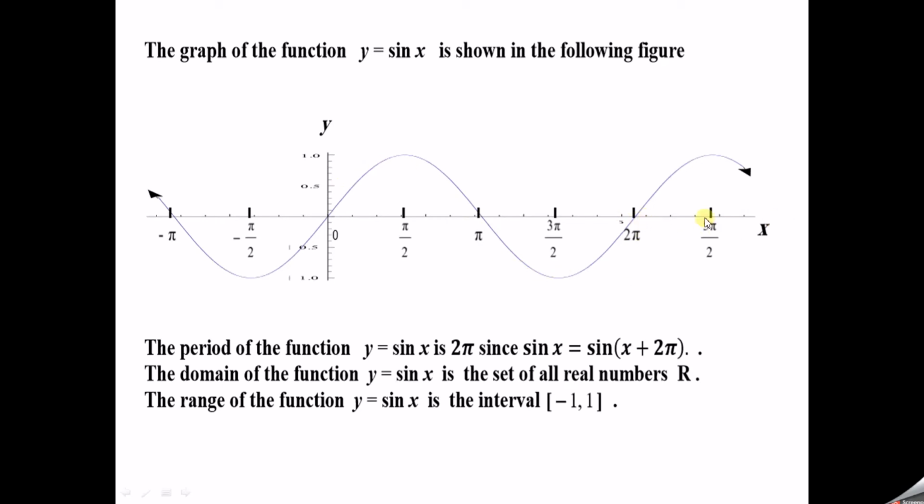See, after 2 pi, sin pi by 2 is again 1. That means the same curve will be repeated after 2 pi.